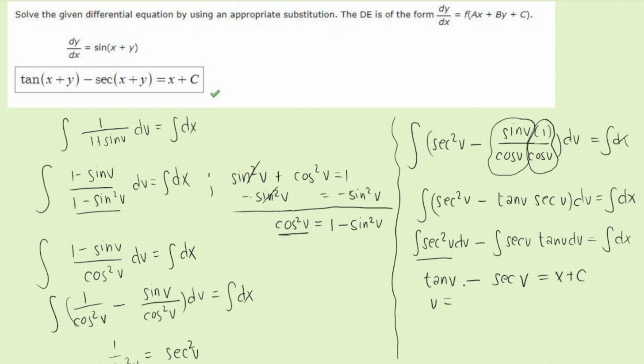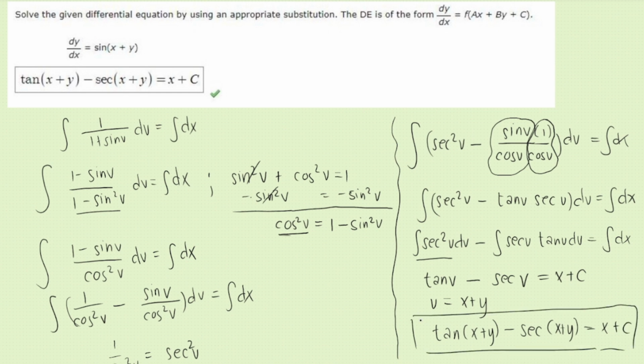So we would like to substitute or plug the value of v in terms of x plus y, which is now tan v is tan of x plus y minus secant of x plus y is equal to x plus some constant c. So this is our final answer, which is the same as this one.